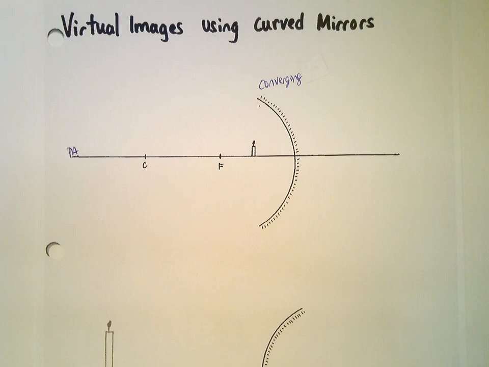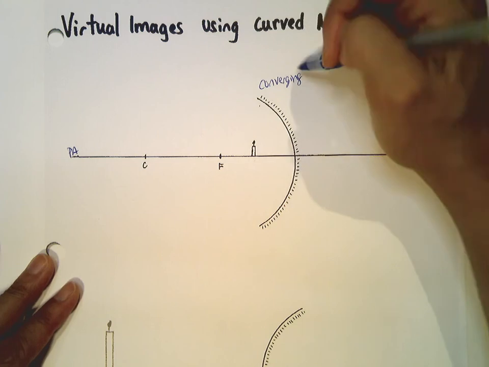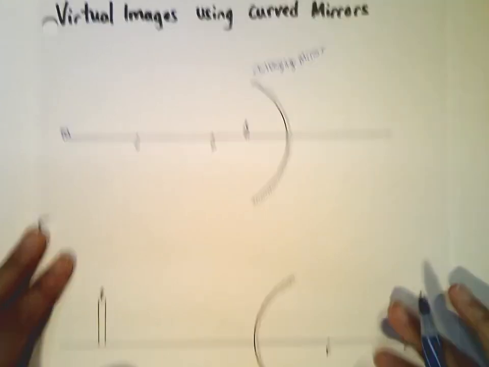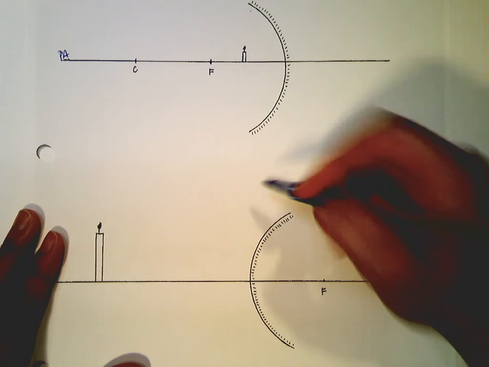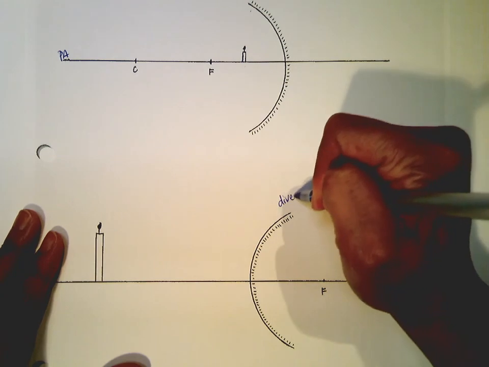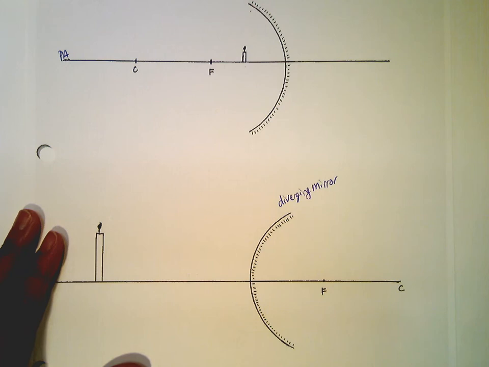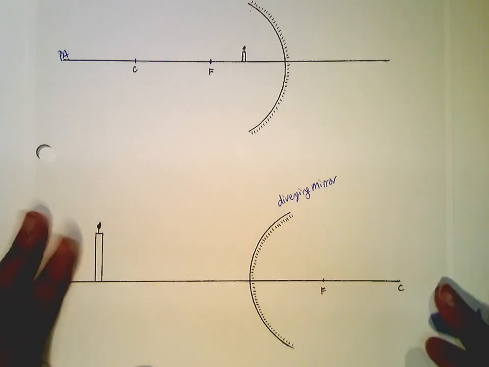Hi, I'm going to show you how to find virtual images using curved mirrors. Now keep in mind there are two different types of curved mirrors. Here we have a converging mirror over here, and then we have a diverging mirror over here. Make sure you have printed out this sheet because it'll make note taking a lot easier so you don't have to draw out these curves or anything like that.